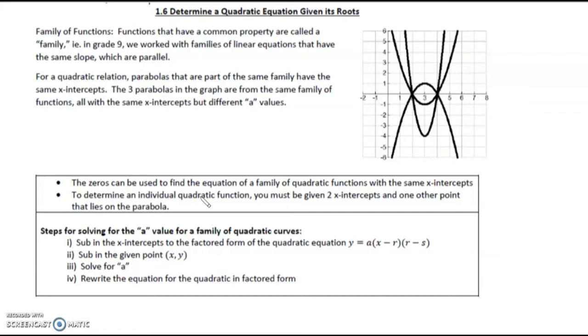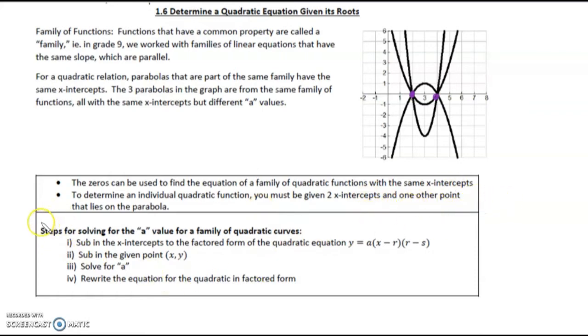But for quadratic relations, this is where the x-intercepts come in, and in the subsequent years of math that you'll have. Parabolas that have the same x-intercepts, right here and here, are part of the same family. The three parabolas in the graph here are the same family of functions, all with the same x-intercepts but different a values. Here are two notes. The zeros can be used to find the equation of a family of quadratic functions with the same x-intercepts. To determine an individual quadratic function, you must be given two x-intercepts and one other point that lies on the parabola.